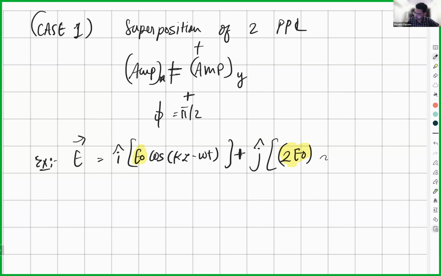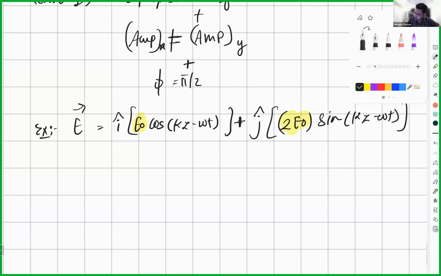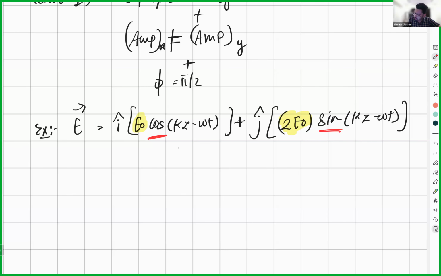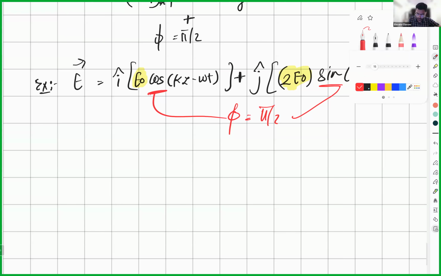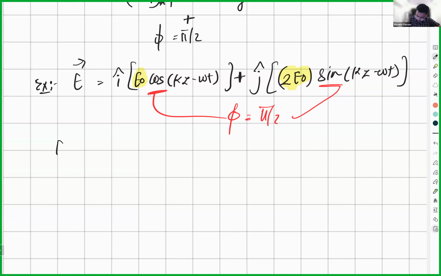Sine of kz minus omega t. Because I have a sine and cosine, this has a phase difference of pi by 2, so that can be written. So now Ex is equal to E naught cos(kz minus omega t). Ey is equal to 2 E naught sine(kz minus omega t).